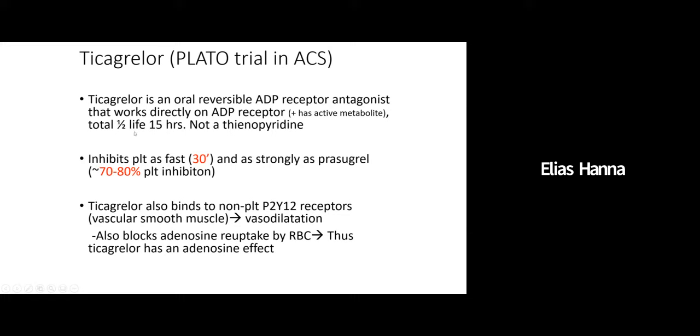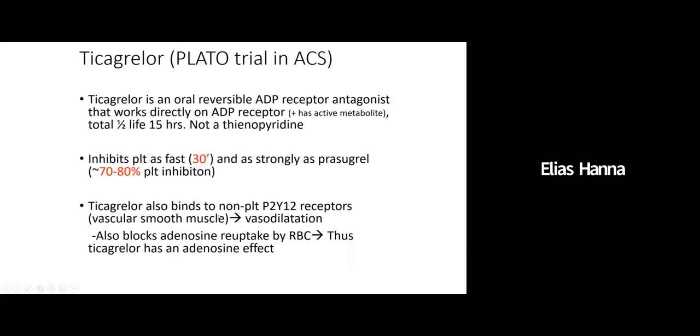The interesting thing is that it has a total half-life of 15 hours. I'll go back to this. You will keep in mind this to realize what's the duration of effect of Ticagrelor. It's a different chemical agent. It's not a thienopyridine. It's different from prasugrel and Clopidogrel. It's similar to prasugrel in that it inhibits platelets almost as fast, in 30 minutes, and as strongly as prasugrel. Again, it reaches the peak effect around 2 to 4 hours. So 30 minutes, 2 to 4 hours, and 70 to 80% platelet inhibition.